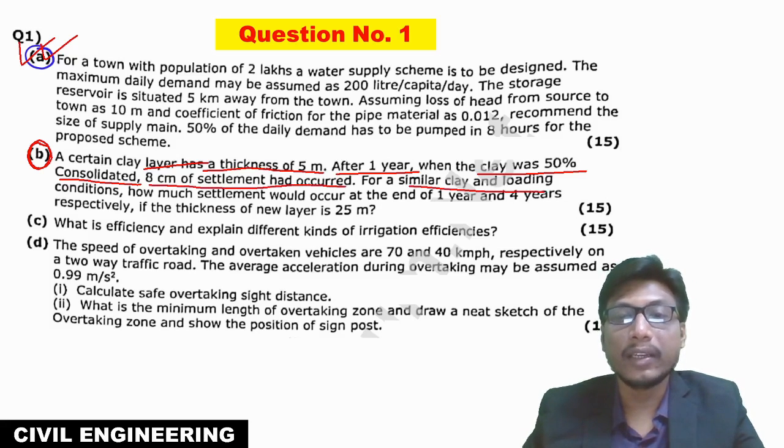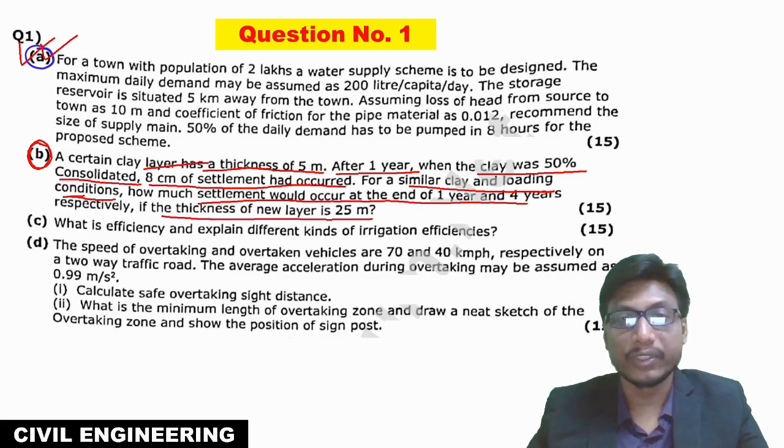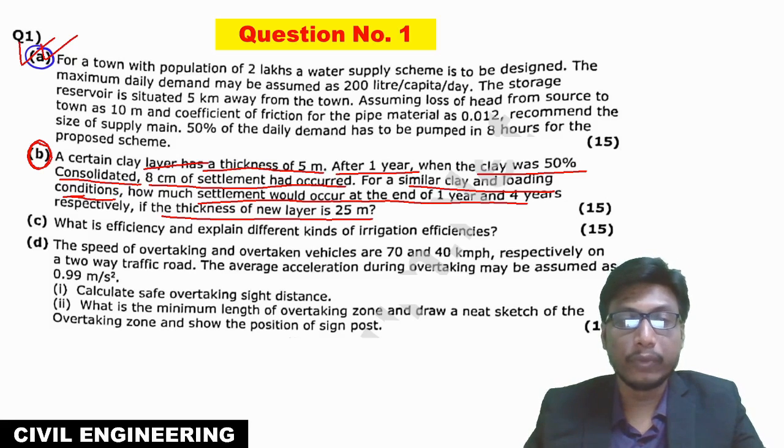For a similar clay, that means the soil type is the same, and the loading and conditions are the same. So in both cases, the soil type and loading conditions are the same. How much settlement would occur at the end of 1 year and 4 years respectively if the thickness of the new layer is 25 meter? So this is the question. Now we will solve this question.